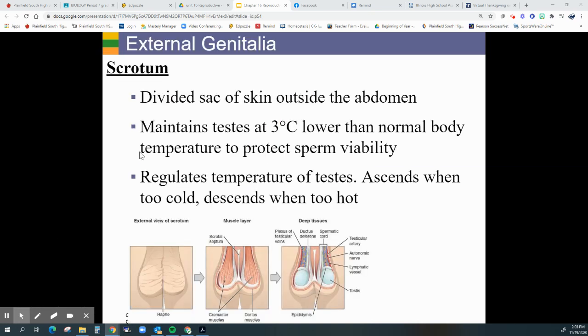Okay. The scrotum is just another part of the external genitalia. It's divided, a sac of skin. The line that runs down the center of those, if there wasn't any testosterone produced, the scrotum would actually turn into the lips of the vagina, the labia majora as well as the minora. Okay. The main purpose of it is to keep the testes at about 3 degrees Celsius lower than body temperature. Anything close to body temperature really destroys their ability to produce viable sperm. So it helps to regulate temperature for the testes.